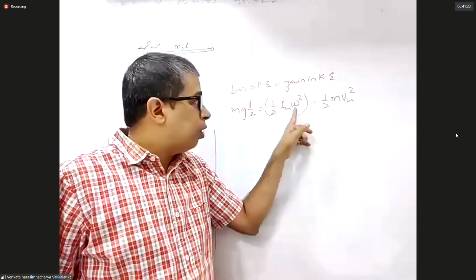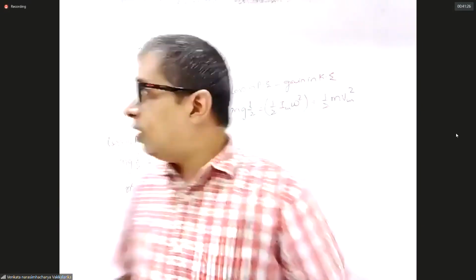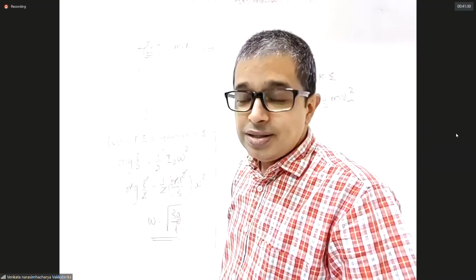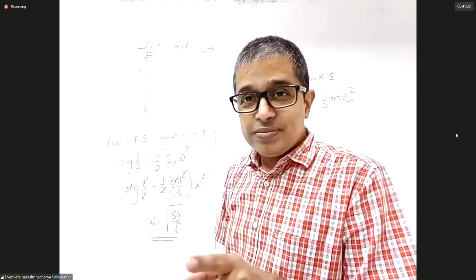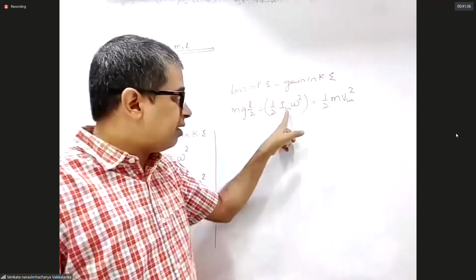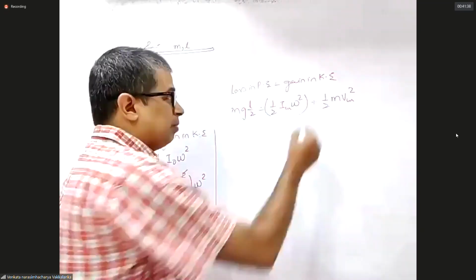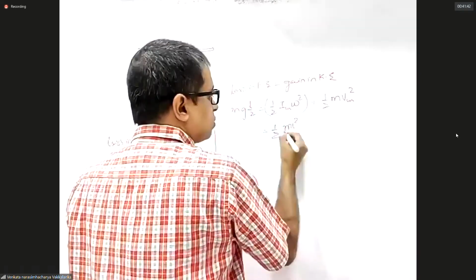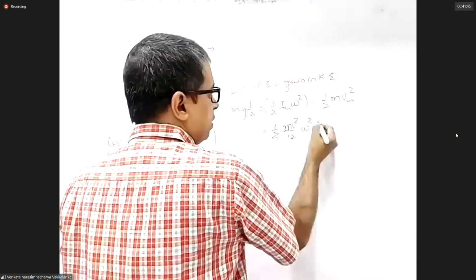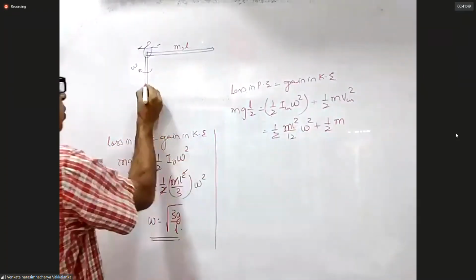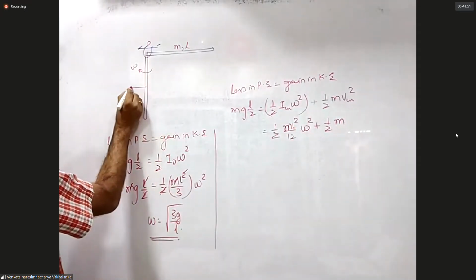Omega, will it be the same whether you take about O or about the center of mass? Rigid body theorem, yes. So omega will be the same. I CM is mL square by 12: half mL square by 12 into omega square plus half m VCM square. Have a look at it. I'll have to calculate this.